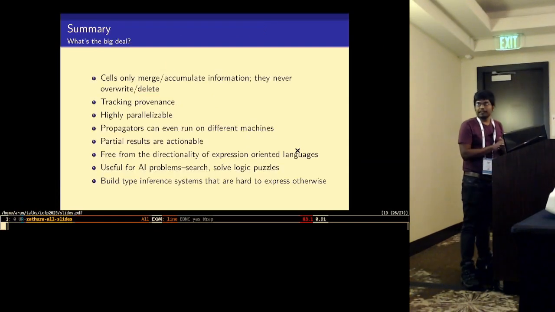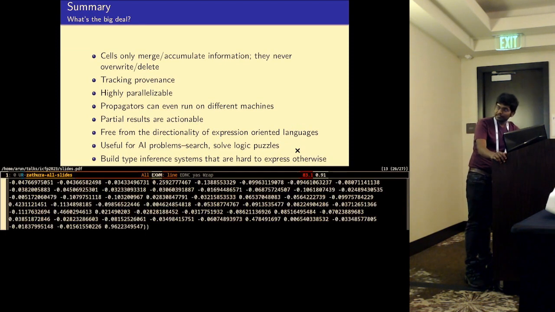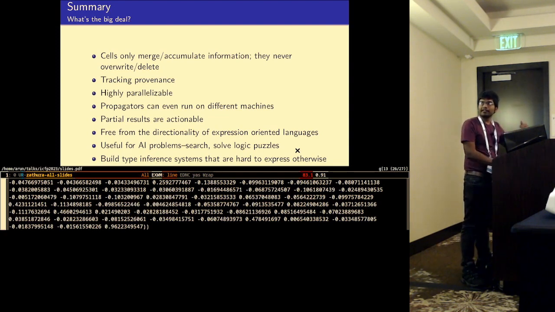And finally, to summarize, cells only merge or accumulate information. This is a really critical idea that makes propagator networks work, and it's really responsible for all the properties. And then you can do things like track provenance. You want to be able to track which particular path of the network was responsible for the result that you got. So if there is a bug, if there is a mistake, you can track it down and isolate it to a specific part.